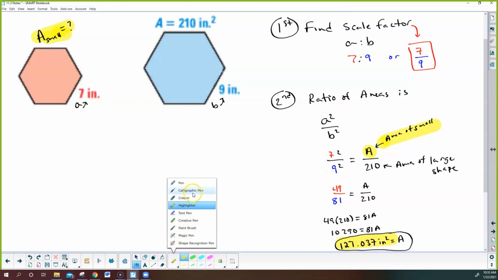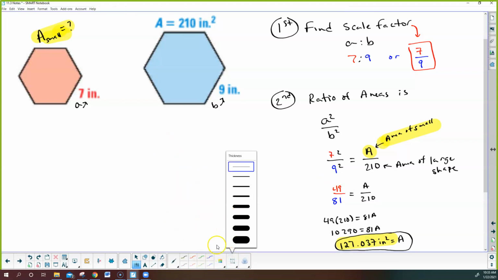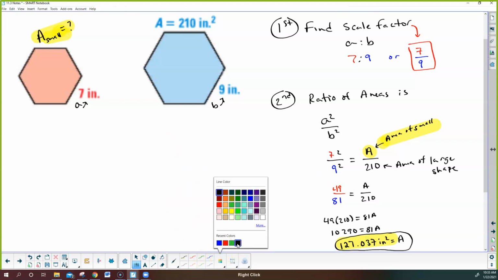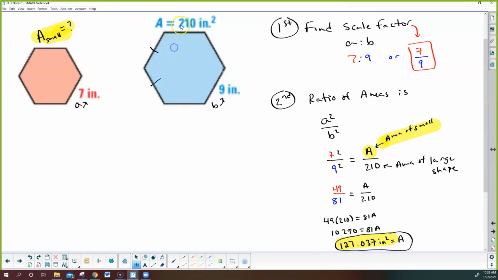Okay. Really quick, I don't want you to write this. I'm going to do it really fast. I just want to show you this. Let's say that this was a regular hexagon, right? So if that's the case, all of these sides are 9, and there's 6 of them. So the perimeter would be 6 times 9, or 54 inches.